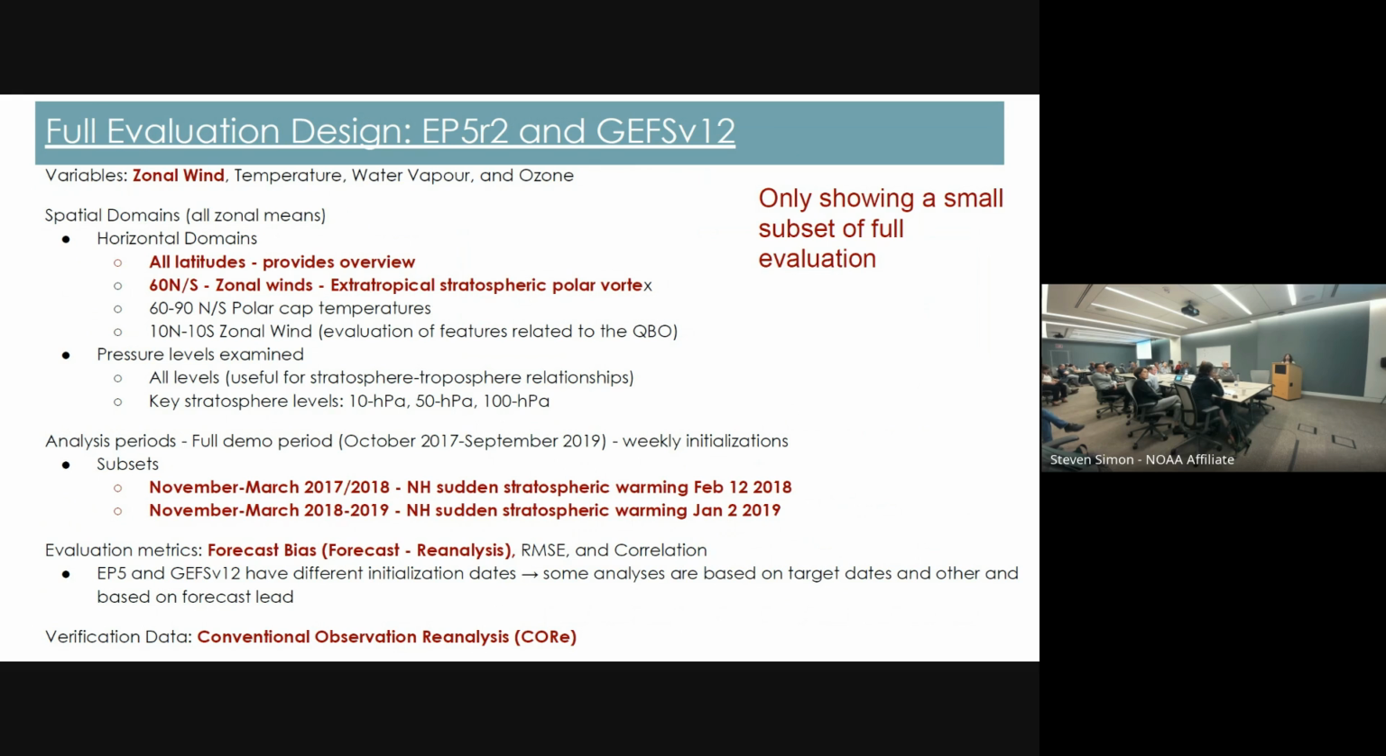The big caveat here, and previous talks have kind of mentioned this, is that this is only a 2-year run. There's only so much you're going to be able to conclude. It's more of a sanity check. And one of the nice things about these particular runs is that there is a sudden stratospheric warming in both winters. So that does give us some indication of how well GEFSv13 is able to capture this. And I am verifying this against the conventional observational reanalysis, which is NCEP's latest reanalysis data set.